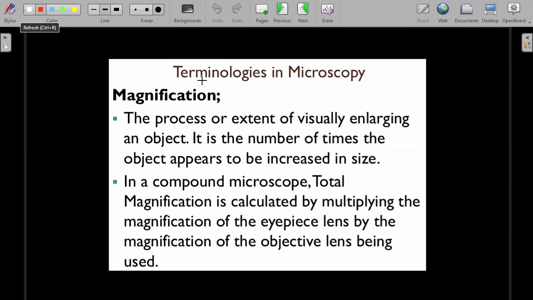Okay. So now there are terms and terminologies that you need to know about this microscopy. One of them is magnification. So what do you understand by the term magnification? Anyone to try?